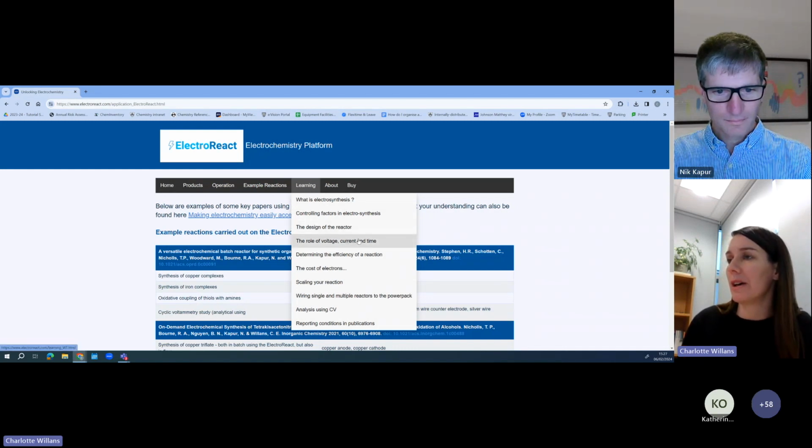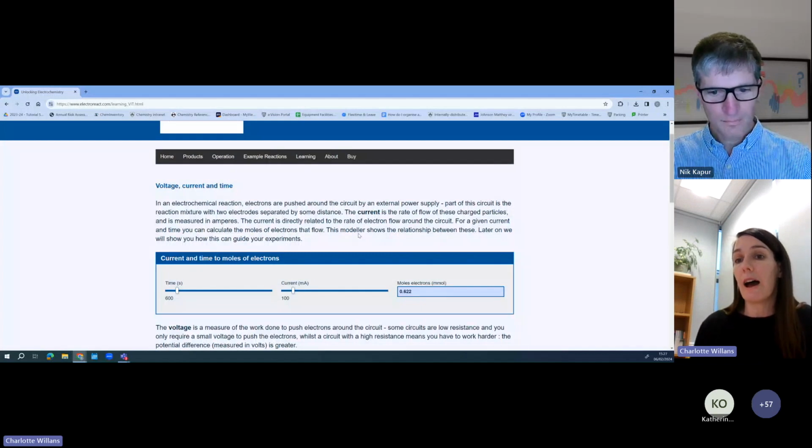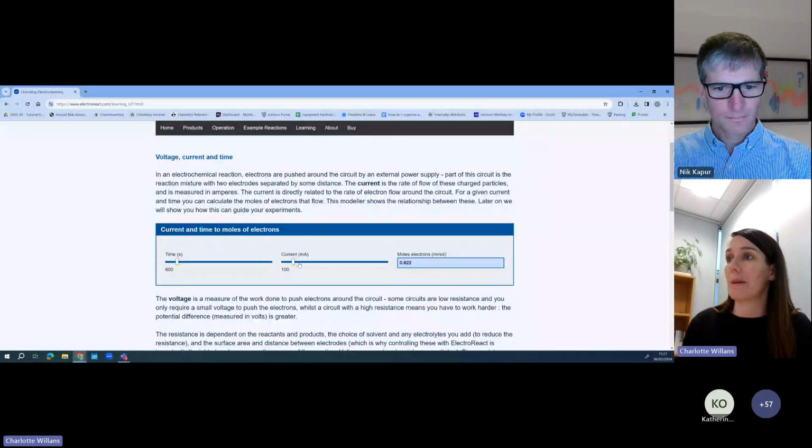So as an example, the role of the voltage, the current and the time. So when you're doing an electrochemical reaction, the electrons are acting as a reagent. So it's really important, or often important, to know or understand how many electrons you're adding to the system. So within this slider, you can, for example, give it the current that you're adding to your reaction. So, you know, you might run your reaction at 50 milliamps. You might run the reaction for, say, an hour. And in doing that, you can get information on the moles of electrons that you've added to your reaction.